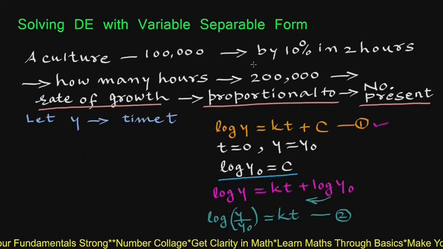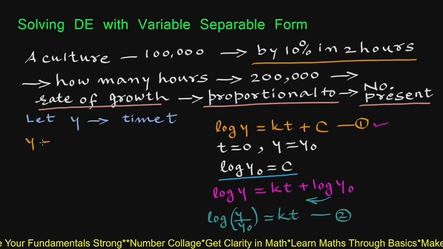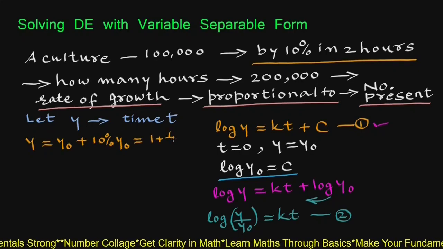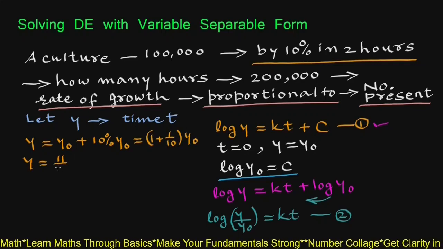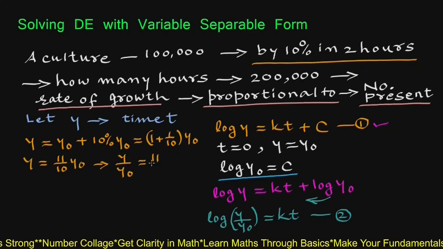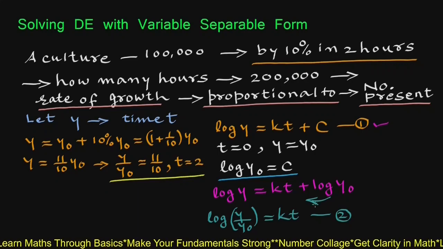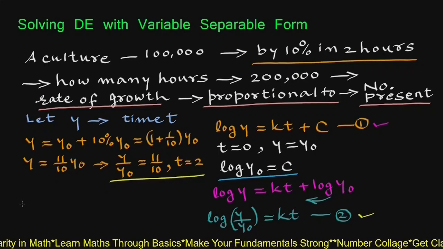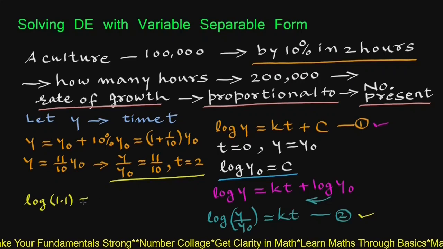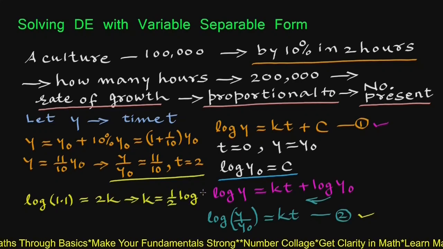It is given that there is 10% increase in 2 hours, which means y equals y0 plus 10% of y0, 1 plus 1 upon 10 times y0, y equals 11 upon 10 y0. That gives y upon y0 equals 11 upon 10 when time t is 2 hours. We will use these values in equation 2. So it will be log 11 upon 10, that is 1.1, equals k into 2, that is 2k. So k will be half log 1.1.